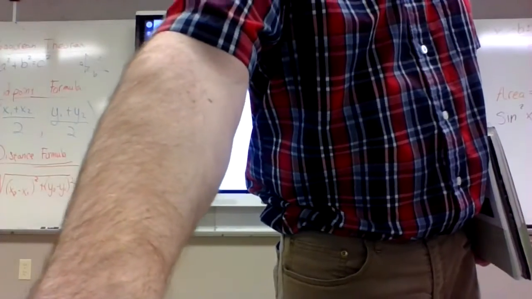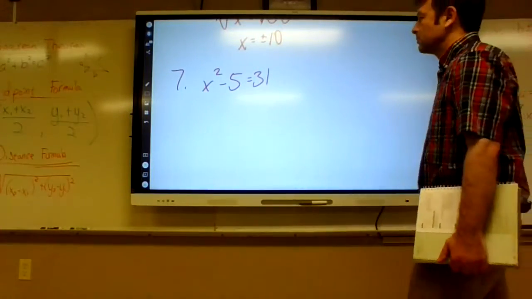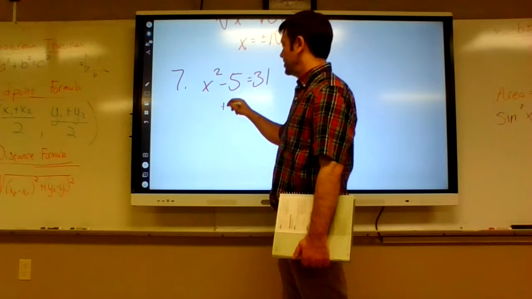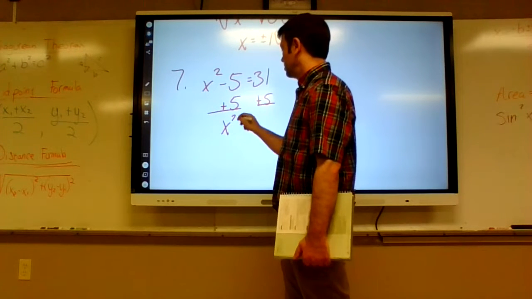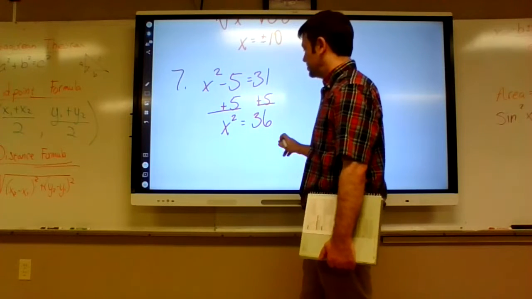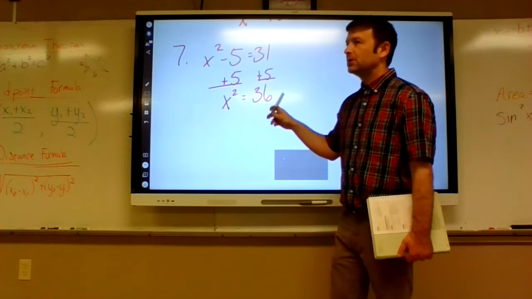Did we forget to record? Okay, yeah, we're just trying to get x by itself. So add 5. 36. Negative 6, positive 6.